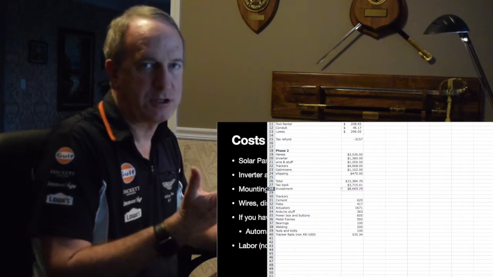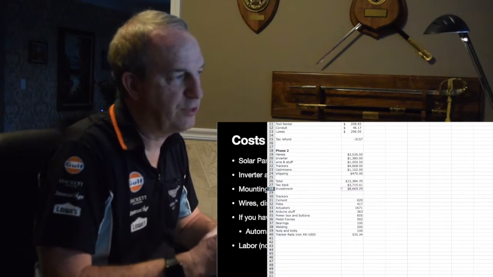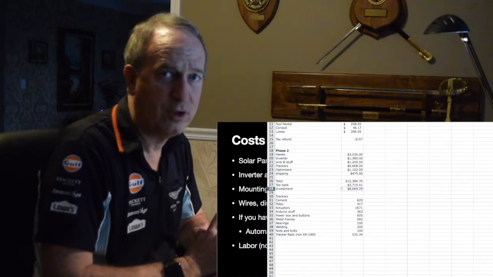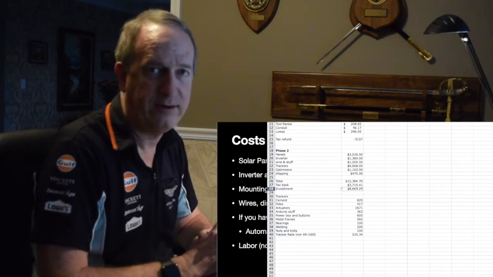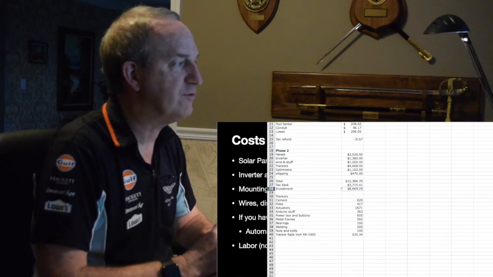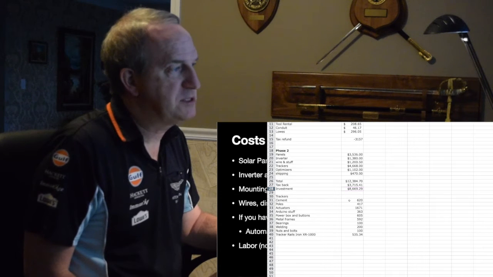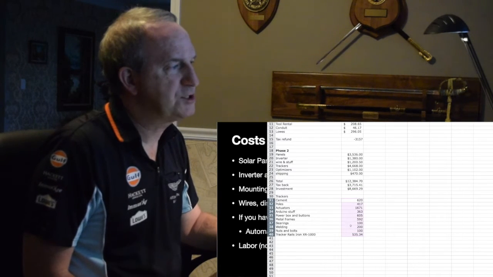And the logic behind this is that the trackers give you 30% more energy, so you'll make more energy over the long term, and it will pay for that additional $1,300 worth of investment. Now, why were the trackers so expensive? And here's a rundown of the tracker costs.